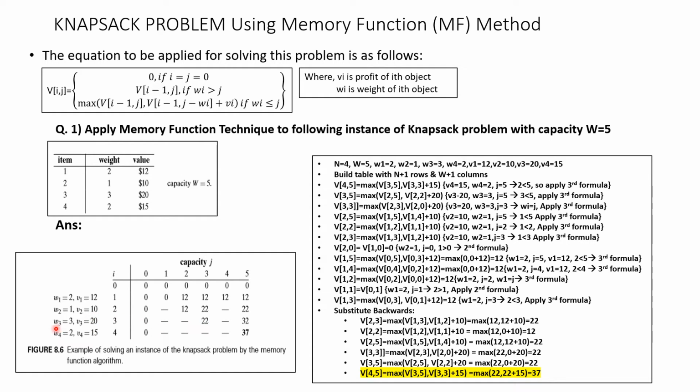In this, what is weight? 3. What is this one, j? j is 3. So 3 is equal to 3. W is equal to j. Again, which formula will apply? W is equal to j means third formula. So that's what he has done.